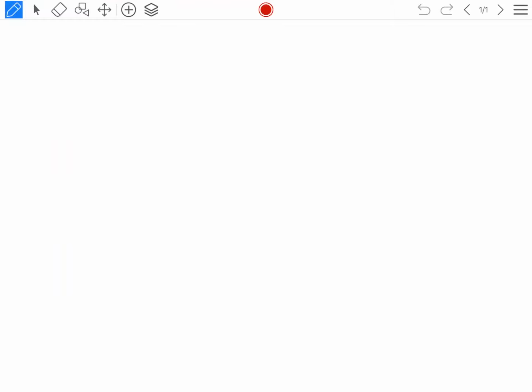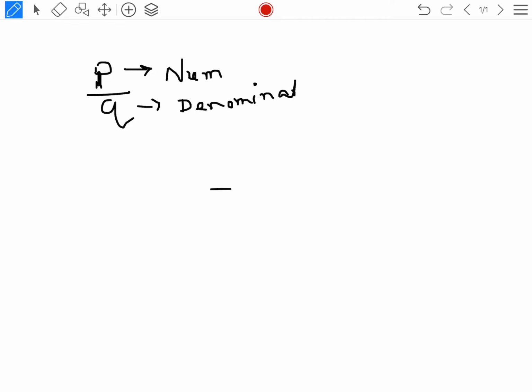So rational numbers are written as P by Q, where P is the numerator. All of you know in a fraction what are numerator and what are denominator, yes or no? So where P is the numerator and Q is the what? Q is the denominator. Okay, so P is the numerator and Q is the denominator. Understood? But Q can never be equal to 0.